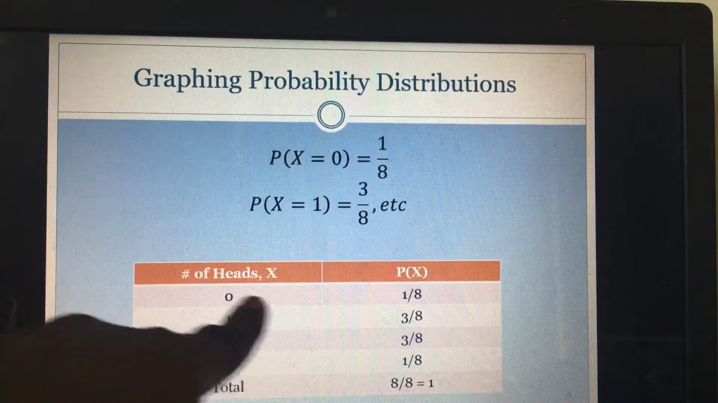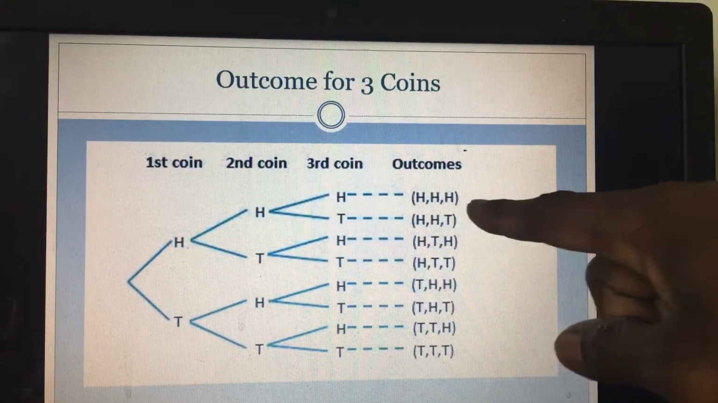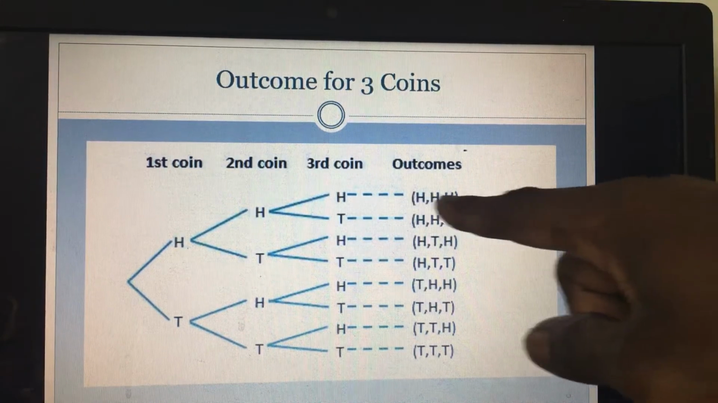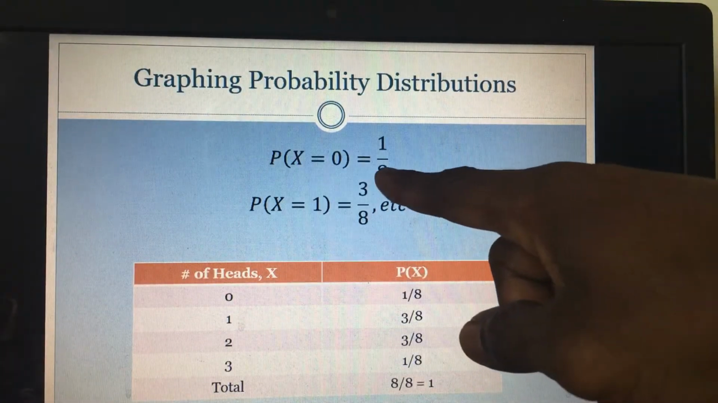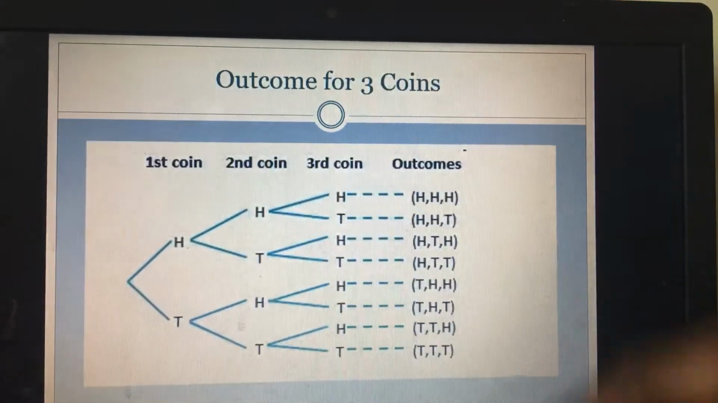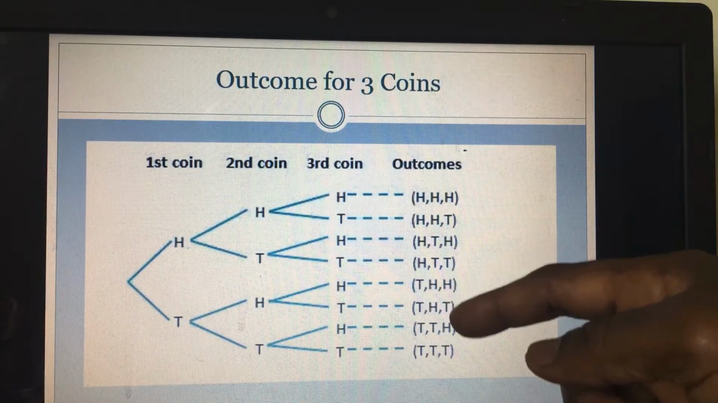No, that means no head showing up. You can see right here, there's only one possibility for no head showing up: tail, tail, tail. So that means we have 1 out of 8 chances. Why 8? Because if you count this, 1, 2, 3, 4, 5, 6, 7, 8.